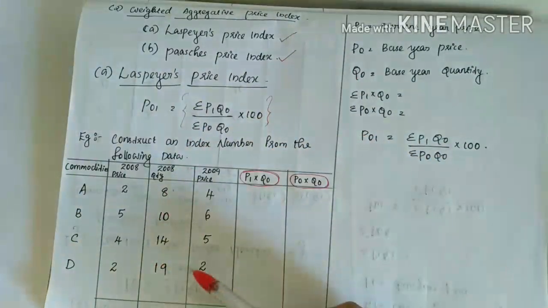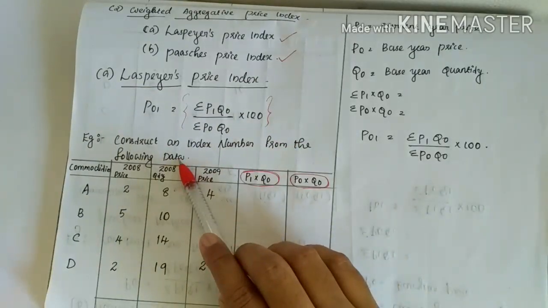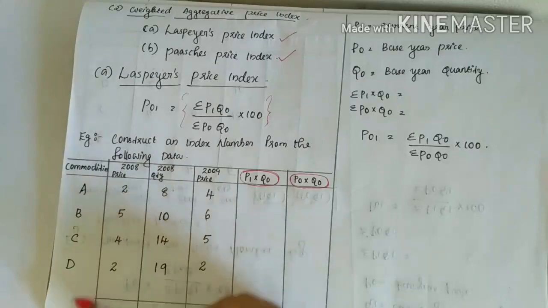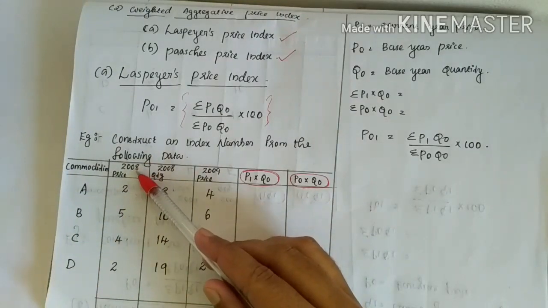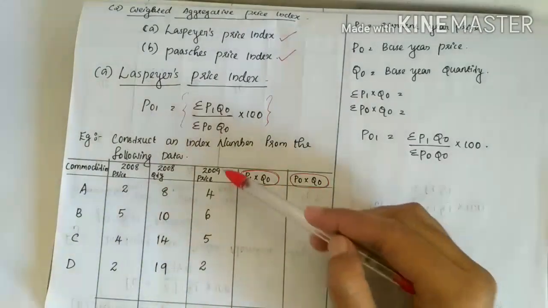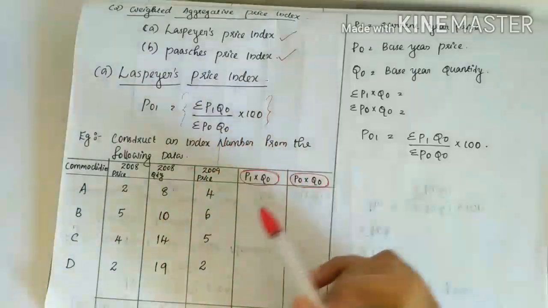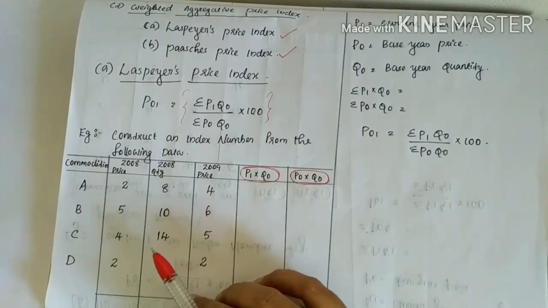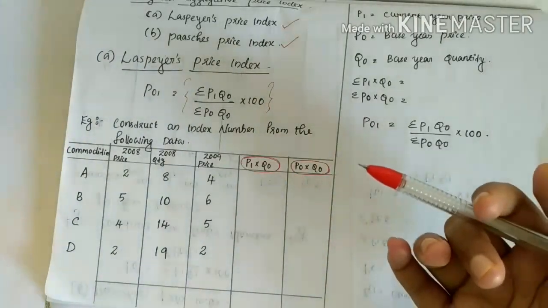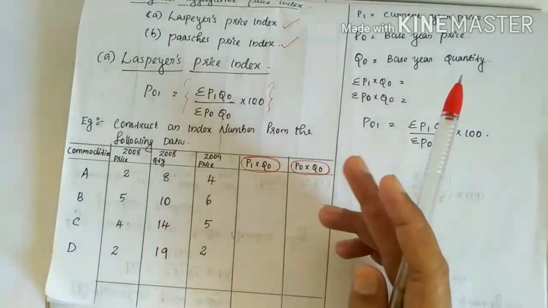So let's work out a problem. Construct an index number from the following data. Here some commodities are given, A, B, C, D are four commodities, and their price in 2008, quantity in 2008 and price in 2009 are given in the question. The first procedure is that you have to identify which one is the current year price and which one is the base year price, and identify the quantity.